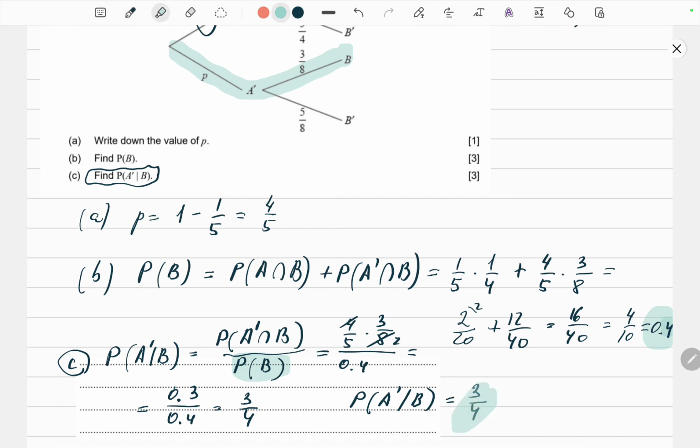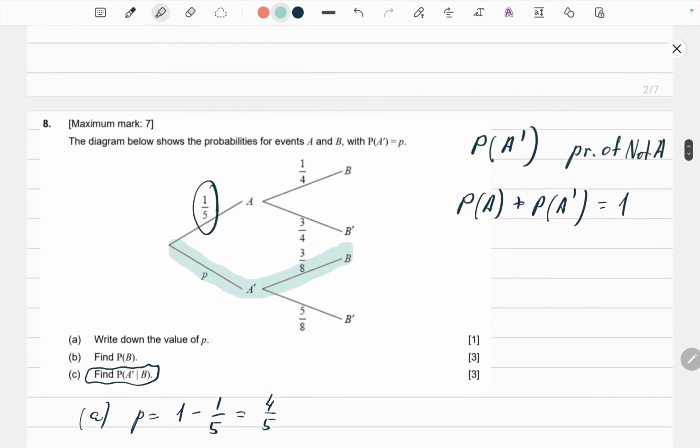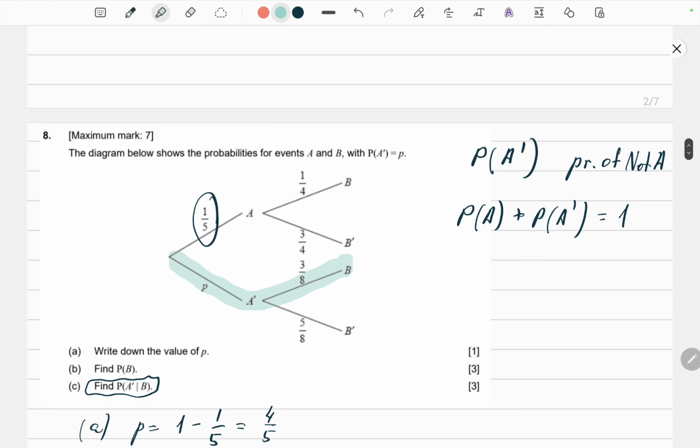Now all the questions are answered. This is a worked solution. This is a small example of how we can apply our tree diagram in the probability unit.